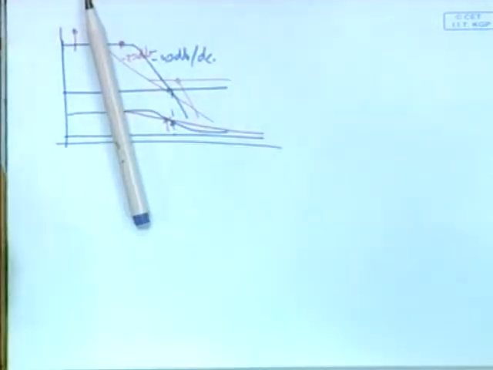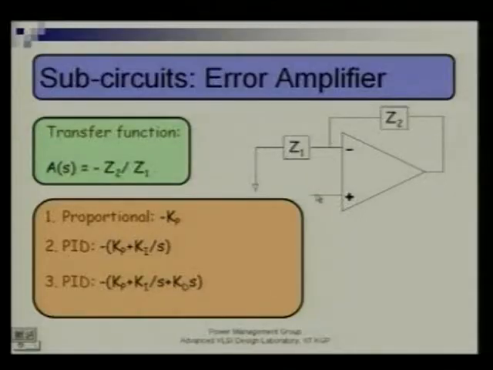Don't get confused or afraid by these. This is actually very easy, and we'll show you later on. So this is the basic thing. Now let's see what a controller may be. This error amplifier, which I have already shown in that behavioral diagram, will have the transfer function A(s) equal to minus Z2 by Z1.